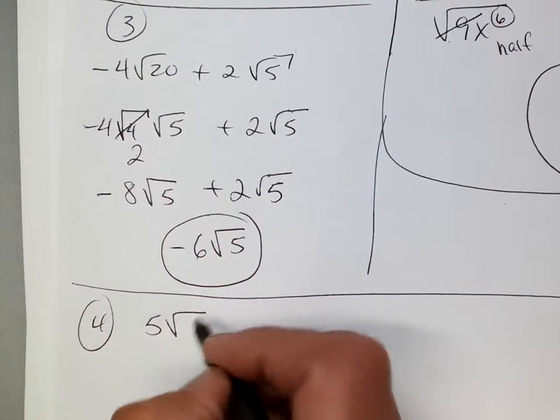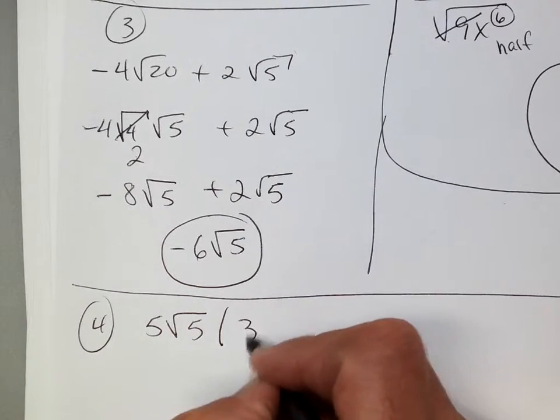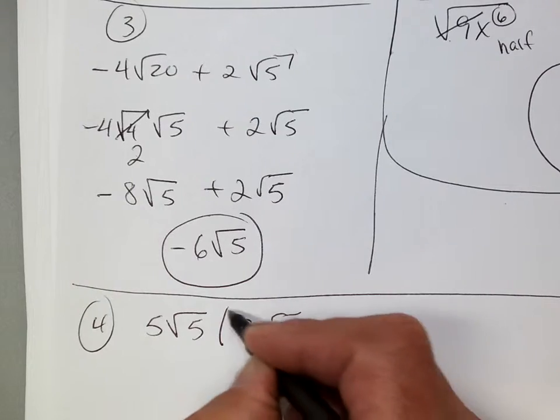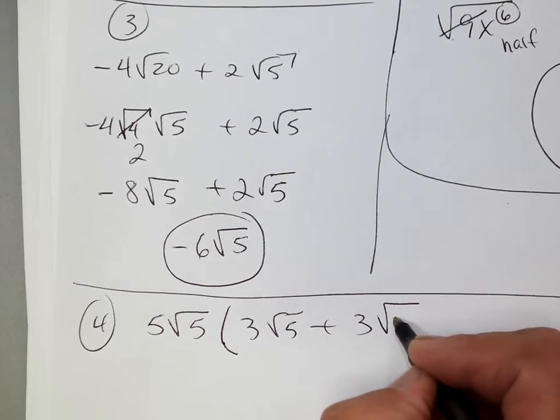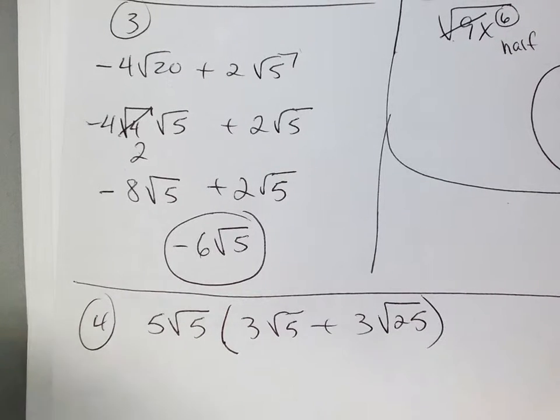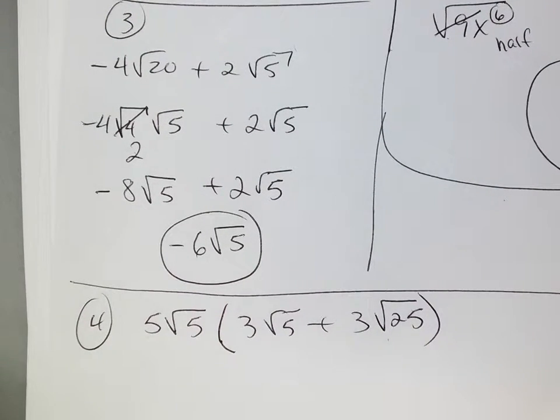5 square root of 5 times 3 square root of 5 plus 3 square root of 25. Okay, when I look at this problem, I'm thinking distribute. But wait a minute. There's something really easy I can do. Do you guys see something really easy first? Do you see the 5 right there? So let's just get the easy stuff done, right?